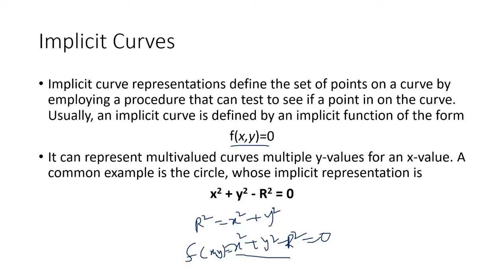There is a set of points given and an implicit function given. You just have to identify whether a point is lying on the curve or not. Also, for multivalued curves, there are multiple y values for an x value. So that is the basis of the implicit curve: you have an implicit function and the points, you can just test them, or alternatively draw that curve.